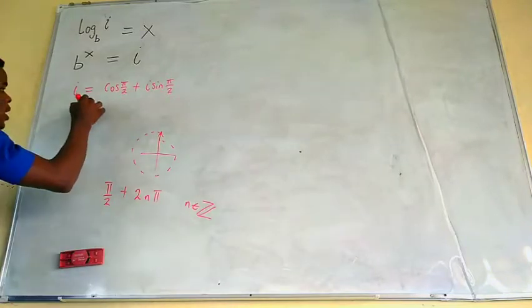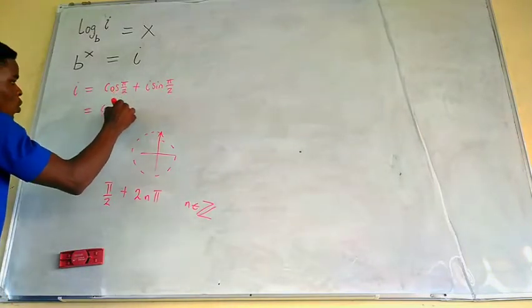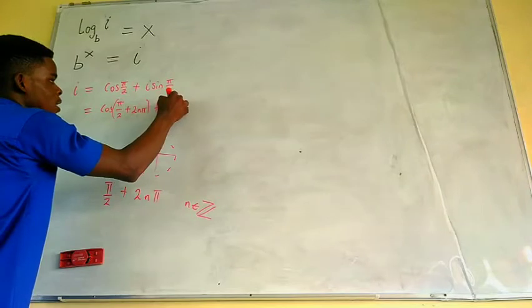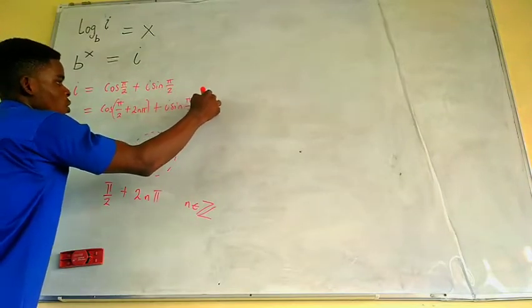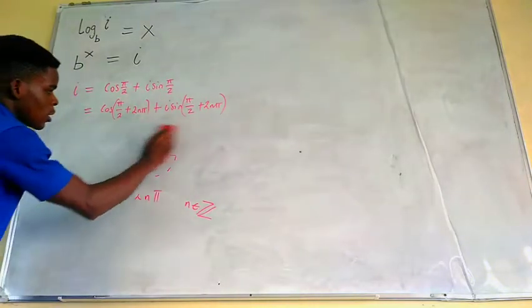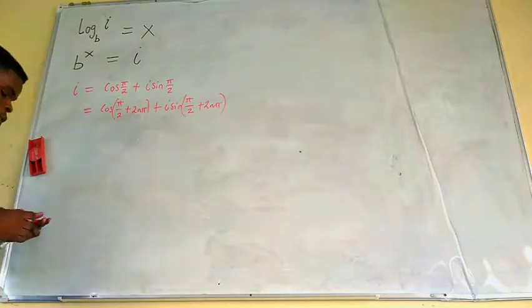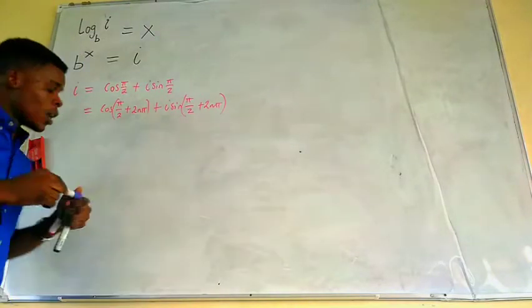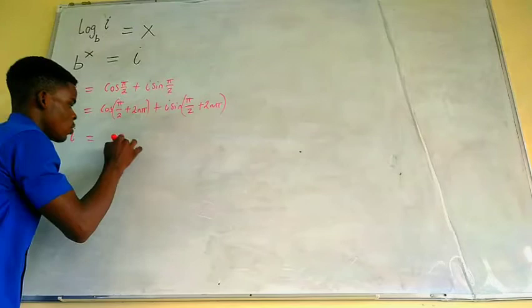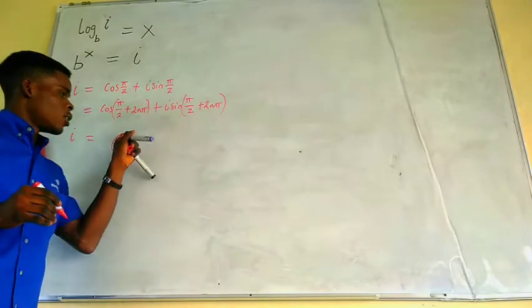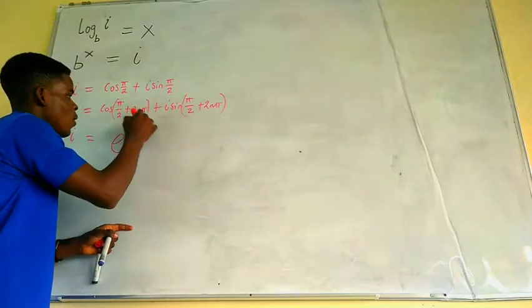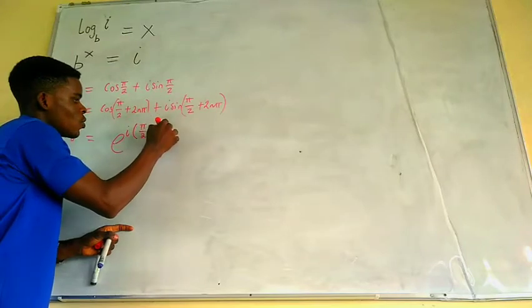So this can be rewritten as cosine of pi over 2 plus 2n pi, plus i sine of pi over 2 plus 2n pi. And having that, we can go ahead and represent this in Euler form. We're going to have that i is equal to e, the Euler's constant, to the power of i times the angle or argument, so here pi over 2 plus 2n pi.